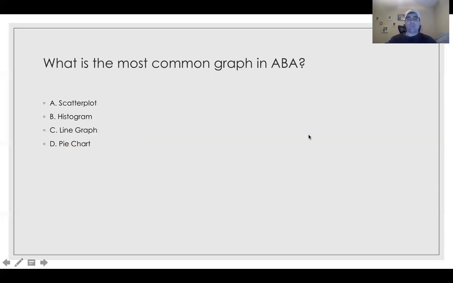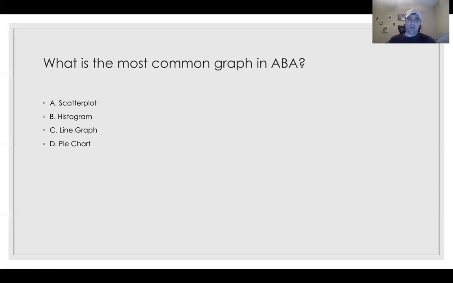What is the most common graph in ABA? I like to throw this question in here because everyone is so nervous about graphing on the exam. I'm here to tell you, you don't need to be nervous. Go back to my questions, part 7, part 8, part 9, part 10. We do a bunch of graphing questions, but I'm here to tell you, you don't need to be nervous. The questions on graphing are as easy as this.